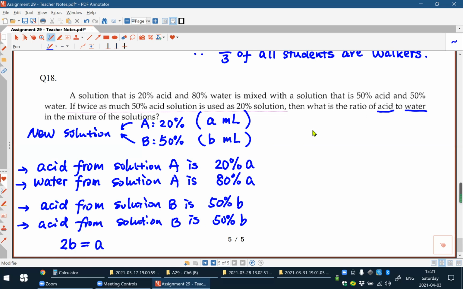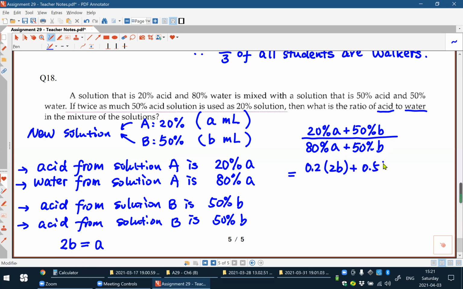So that means we want to solve 20% A plus 50% B over 80% A plus 50% B, right? So note that we can substitute all the A's with 2B. So that means 0.2 times 2B plus 0.5B, right? Over 0.8 times A, which is 2B, plus 0.5B.